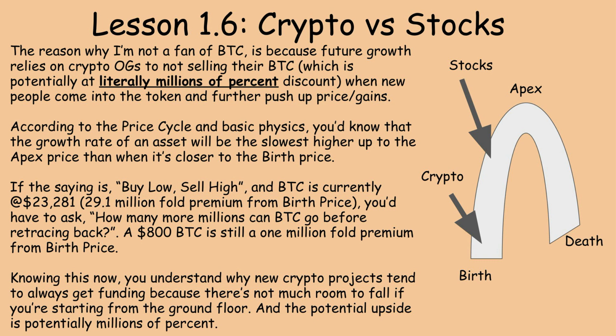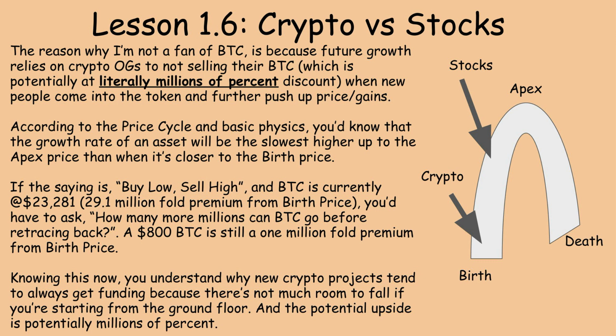If the saying is buy low, sell high, and Bitcoin is currently at $23,281 at the time of writing, which is currently a 29.1 million fold premium from birth price, you'd have to ask how many more millions, in terms of percent, can Bitcoin go before retracing back. And just as an example, an $800 Bitcoin, which right now seems impossible to ever happen, is still a 1 million fold premium from birth price.